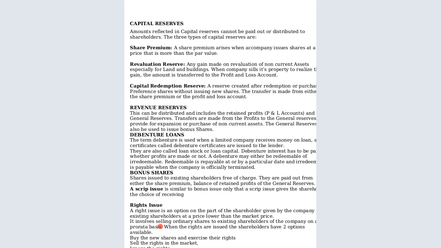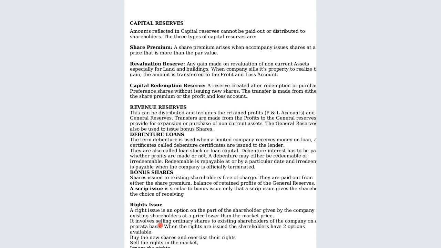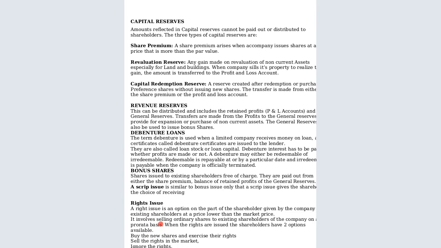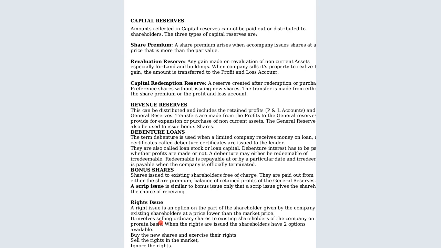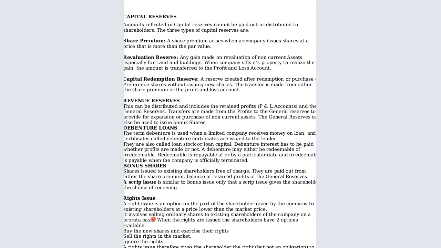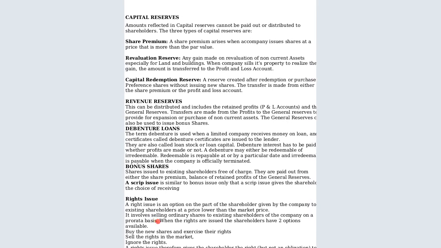Now, what about revenue reserves? We are told these can be distributed. So revenue reserves can be paid out. They can be distributed to shareholders. They are different from capital reserves, and they include what and what? Retained profit, either retained profit to the owner, the retained profit carried down, or the profit or loss. We said retained profit can also be referred to as profit or loss account. So that retained profit is one of the examples of revenue reserve, and the next one is general reserve.